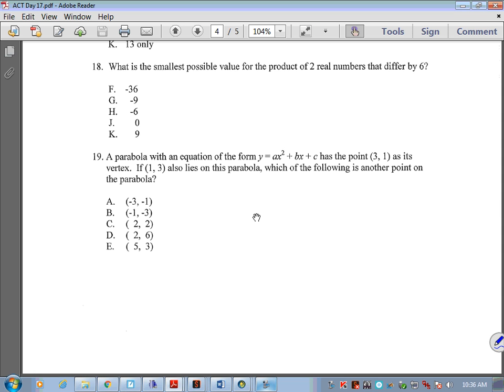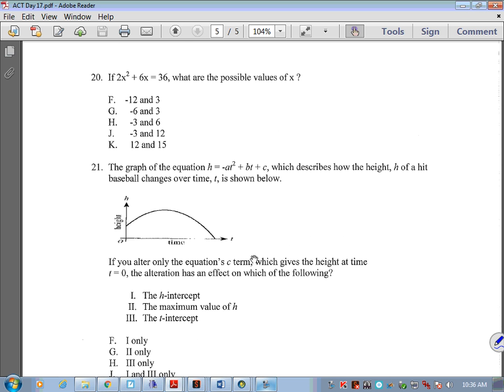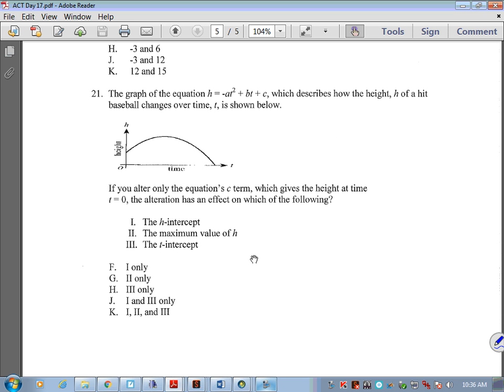Number 20, I think this is our last page, right? Okay, number 20. If 2x squared plus 6x equals 36, what are the possible values of x? G, -6 and 3. And finally, 21. K, 1, 2, and 3.